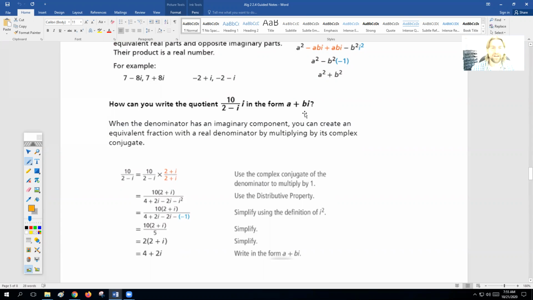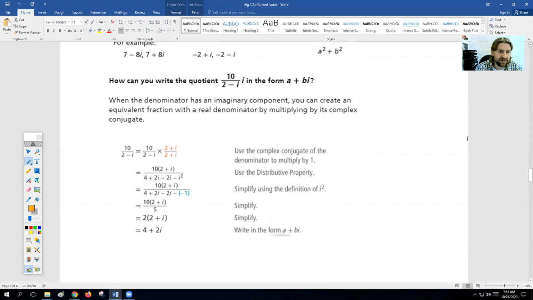If I ever want to divide by a complex number, there's an example here, but I'll walk you through this one as well. If I have 10 divided by 2 minus i, I cannot have an imaginary on the bottom. Think of it like a foundation: you don't want anything imaginary on the bottom. It's okay if it's on the top, but nothing below you. You don't want to have a weak foundation.